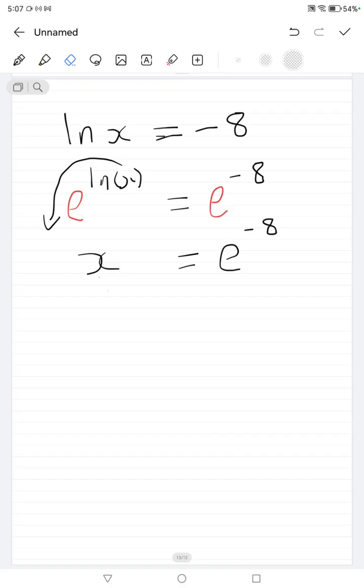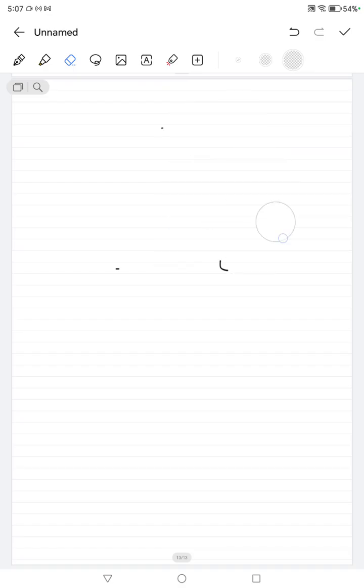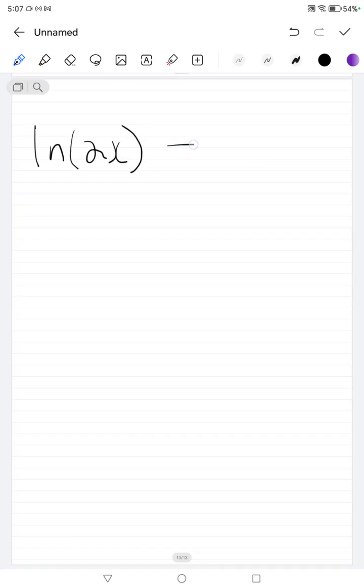And do we have any other tricky example we can use? Let me just check. Okay, so yeah, I think I've seen one example. This side, what do they have? They have ln of 2x as equal to 4 minus your ln of x.